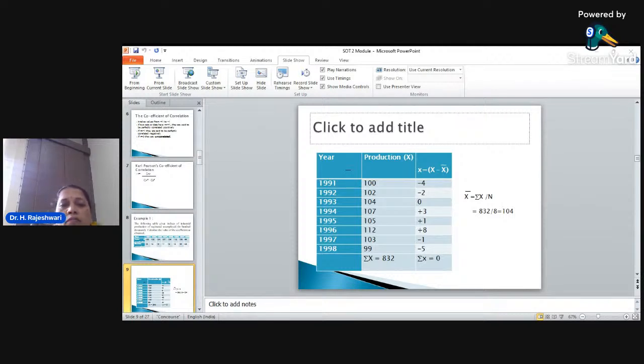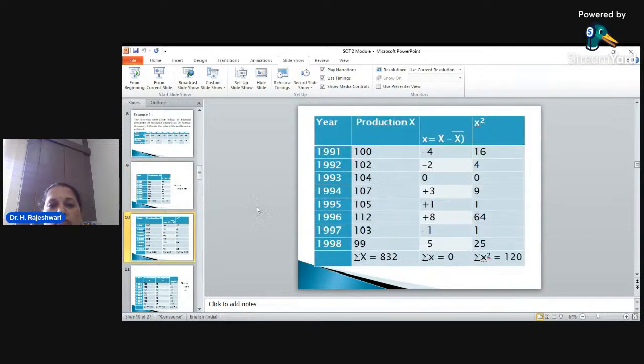Now you can observe one thing here, that sigma x equal to 0. Please always remember that this sigma x will always be 0. That means the sum of deviation from mean is always 0. Sum of deviation from mean is always 0. Now you have to calculate the r value, for which you have to apply the formula.